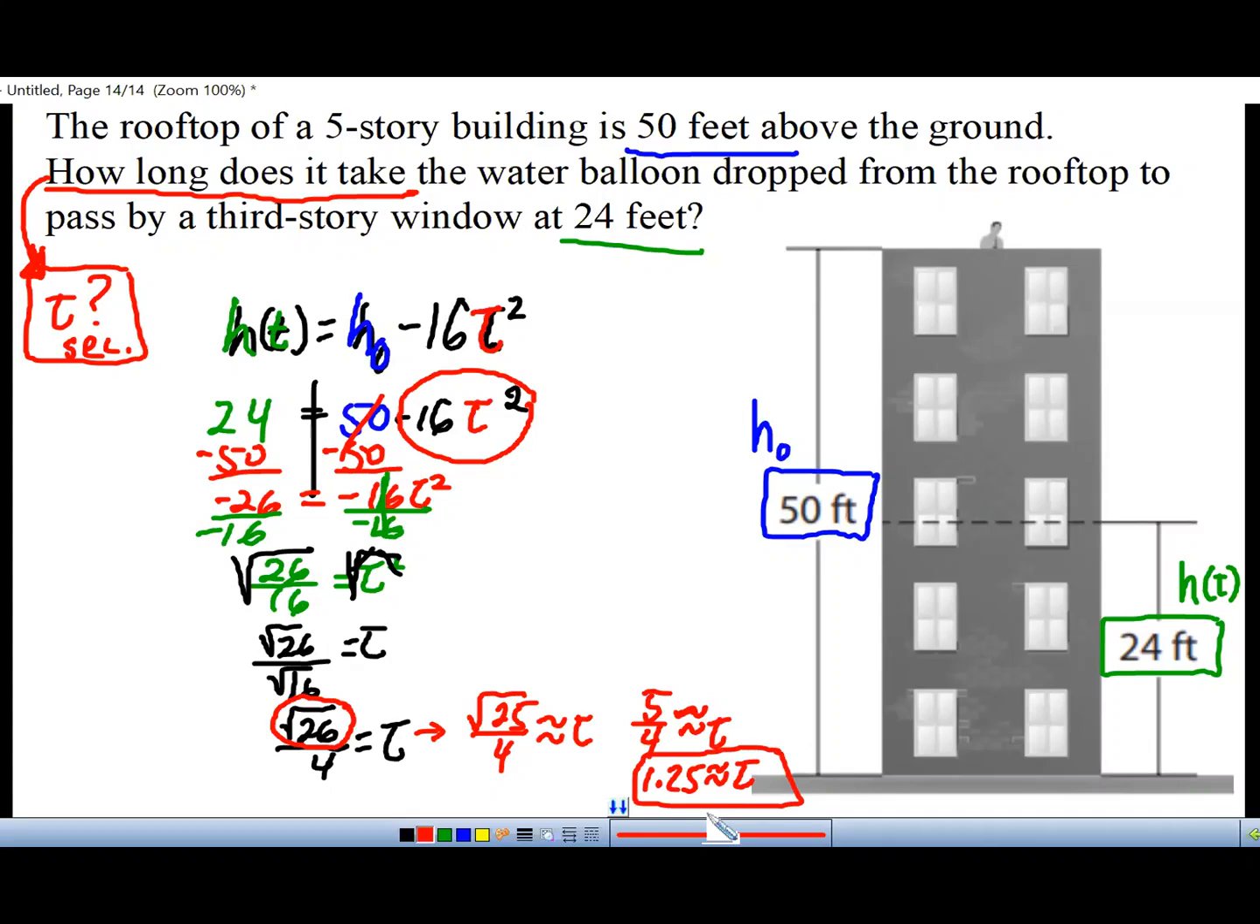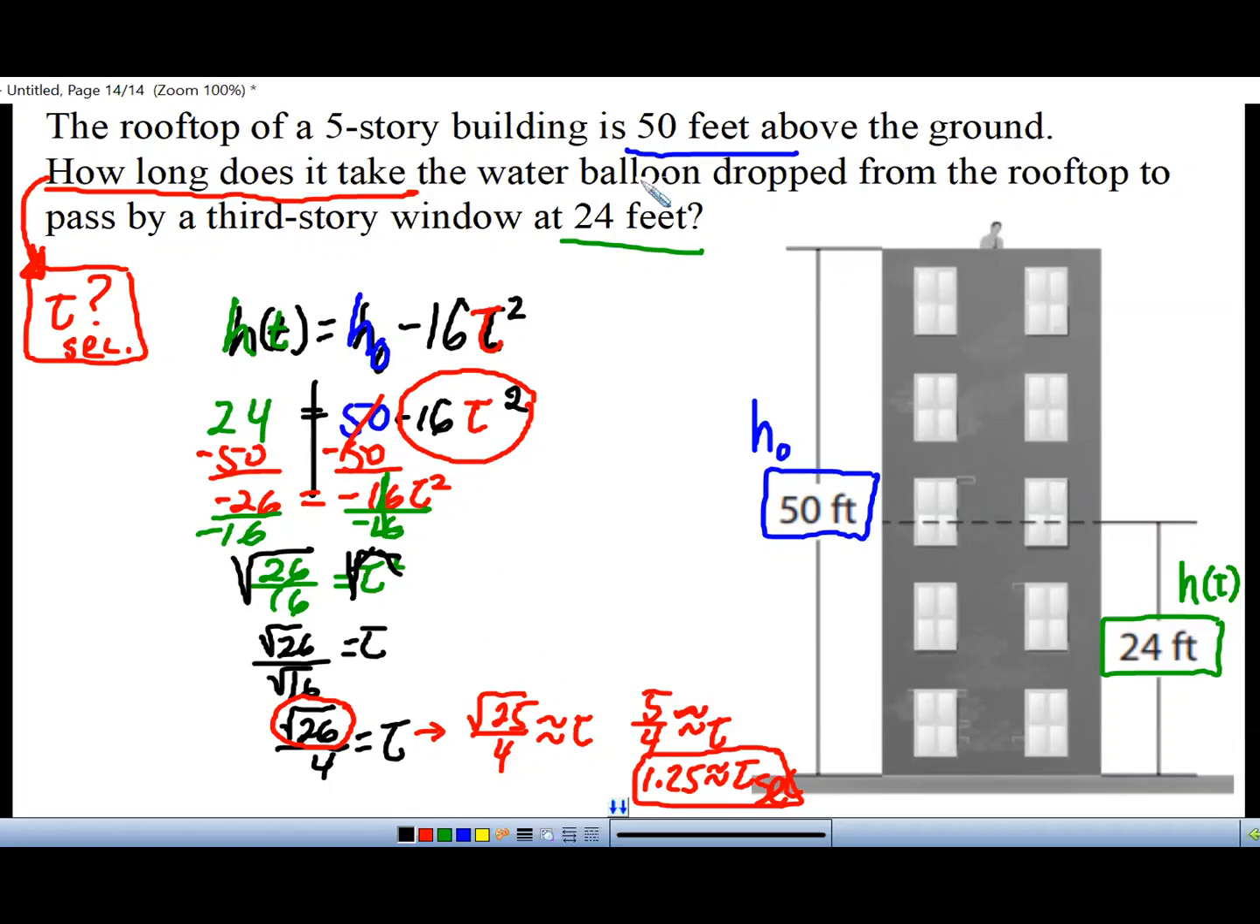So what does this mean? 1.25. What does that mean, Mia? 1.25 what? Seconds. So now we can actually answer our problem with a sentence. Once again, any word problem needs to be answered in a sentence format. If I don't have that, you get a 0. All right. So here we go.